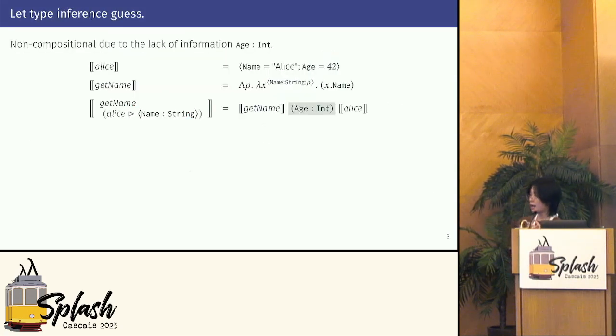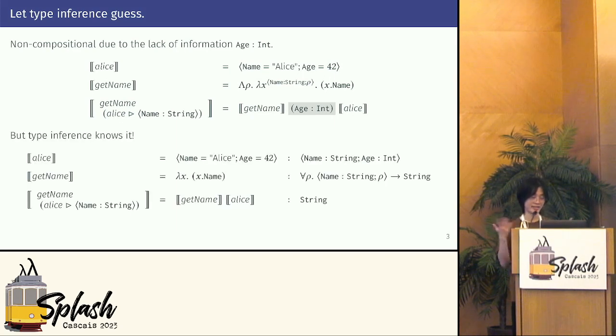But we still have one hope to make the translation compositional. The problem is we don't know that there is a missing label age with type int, but in practical languages, we usually have type inference for polymorphic types, and the type inference knows it. So we can just define the translation as the erasure function. We erase all type annotations and erase the explicit upcast.